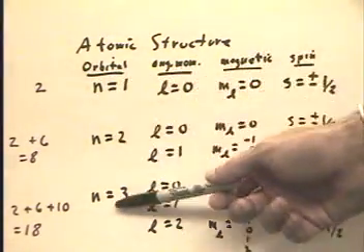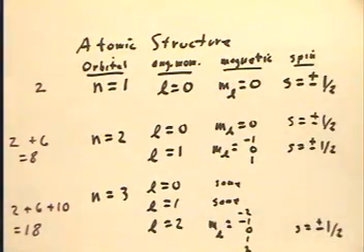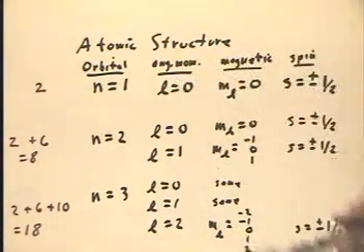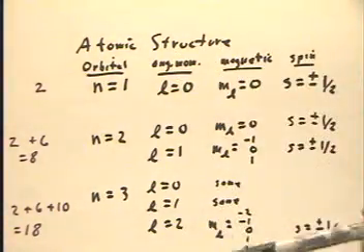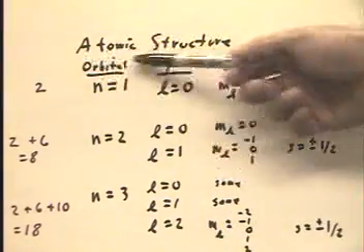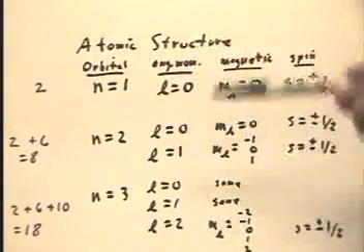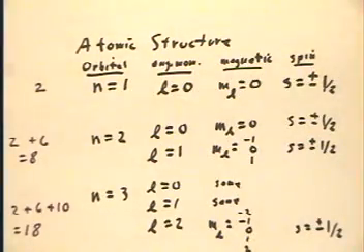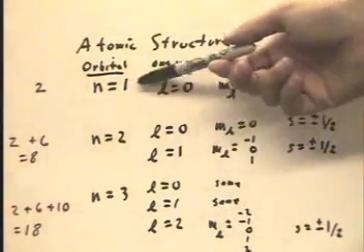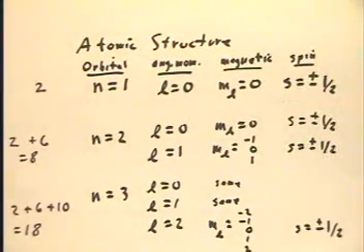Okay, so we have the orbital number 1, 2, 3, 4, 5, 6, 7, and so forth. We have an angular momentum quantum number. There are rules for these quantum numbers. The angular momentum quantum number has to be 0, 1, 2, 3, 4. It can't be negative. And it can't be as big as the orbital quantum number.